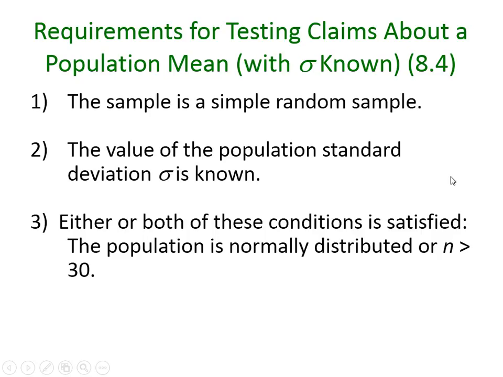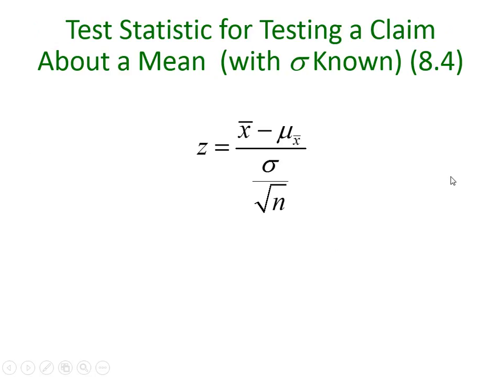And either or both of these conditions are satisfied: either the population is normally distributed or the sample size is greater than 30. Those came from the central limit theorem. If you already had a normal distribution, then the mean of the sample means would already be the population mean. On the other hand, if your sample size was bigger than 30, then the means of your sample means tend towards your population mean anyhow, without having to take every single sample of that same size. It's going to give you a nice normal distribution.